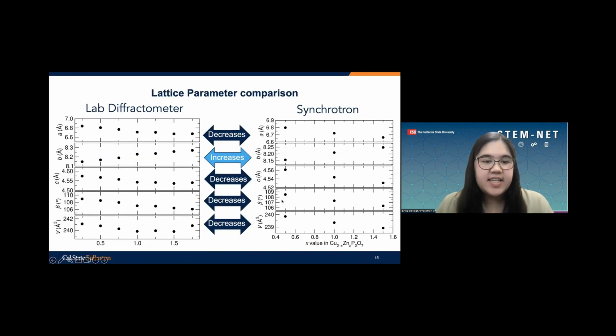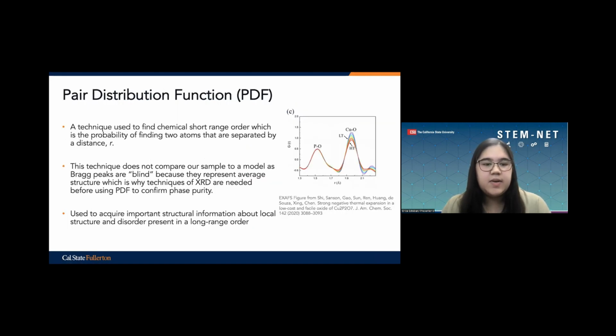So what is significant is that although we had low resolution data and we were able to compare it to the synchrotron data, which is high resolution, we still saw the same structural changes where there was an overall decrease in these parameters and this unexpected increase in the B-axis parameter. So considering this, we also want to study this using pair distribution function data. And pair distribution function data allows us to obtain the distance between two atoms, and it also gives us more information about the structure of the samples that I have made.